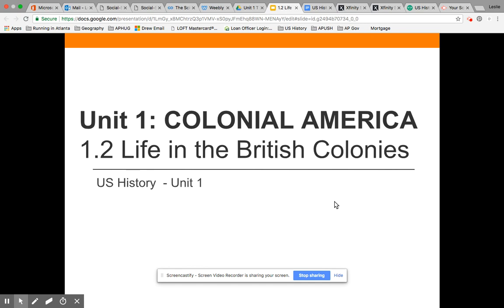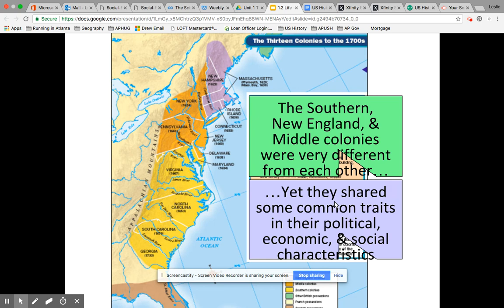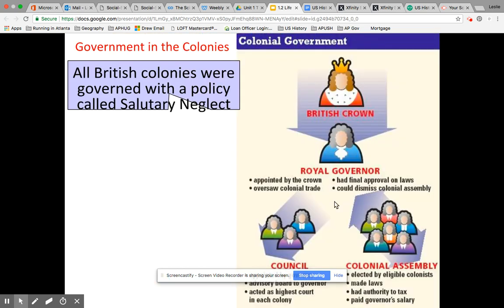So upper classes versus lower classes, social hierarchy and how people move between those hierarchies, and of course, cultural achievements that might occur. So the southern, New England, and middle colonies were very different from each other, yet they share some common traits in their political, economic, and social characteristics. Each of the regions was founded for different reasons. They had different types of interactions with Native Americans, but there are some common characteristics among them.